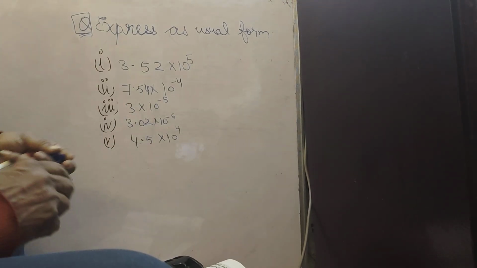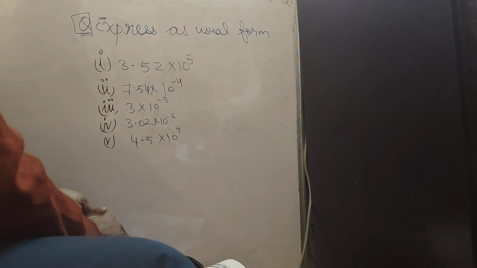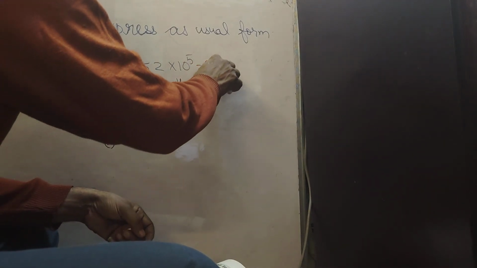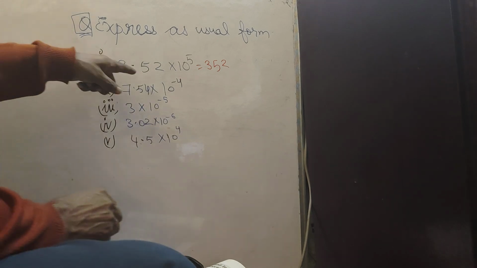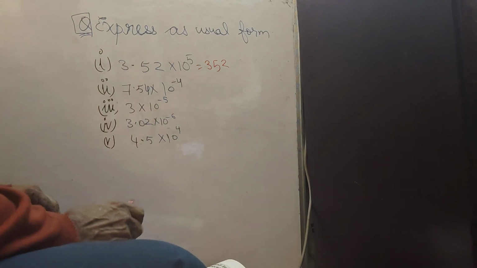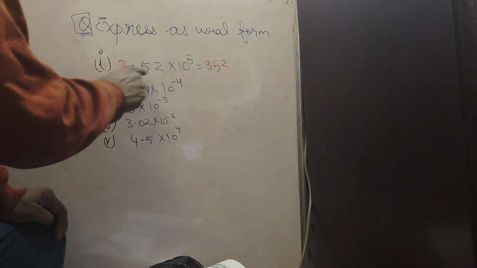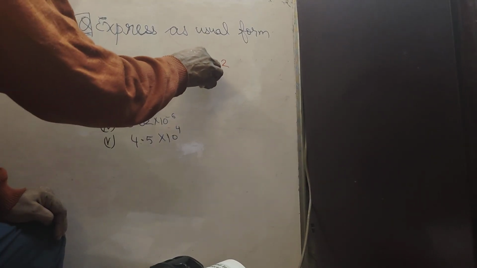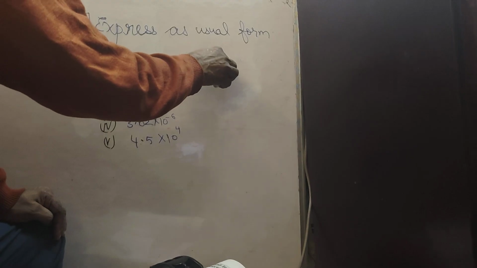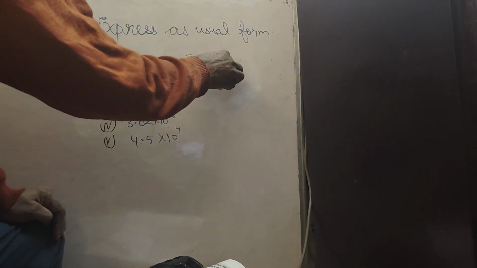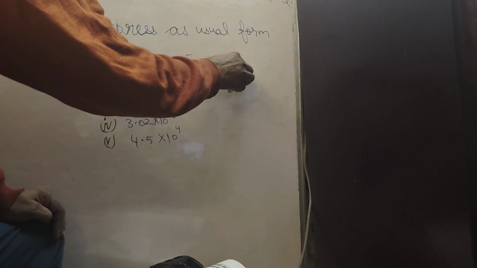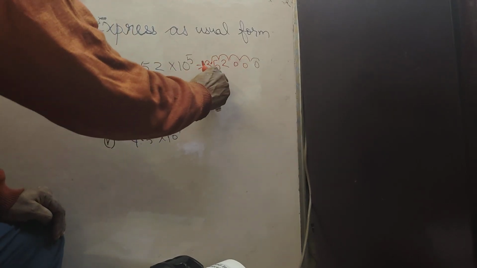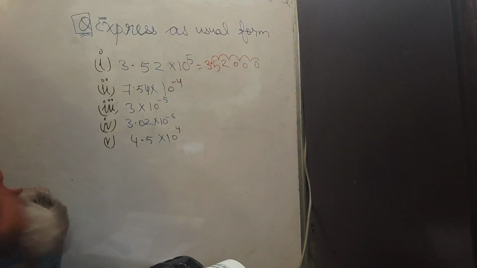This is standard form. So first we write 352 without the decimal. Now the decimal is shifting toward the right side. If the exponent is positive, we shift the decimal to the right. The exponent is 5, and the decimal is here. We shift this decimal 5 digits toward the right side. Since there are only 2 digits, for the next digits we write 0. So 352,000 is the final answer.